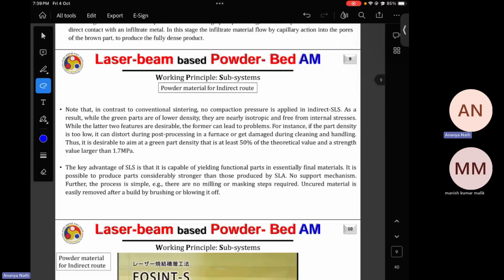Next, another method for powder for indirect route is mixing. When you mix the powder with the binder, you soften the binder by putting the laser beam onto it, as the melting point of the binder will be very, very much less than the melting point of the powder, and you're putting the laser energy in such a manner that only the binder will get softened, not the metal. So now the binders will nicely bond all the powders together. Basically it is working like a glue.